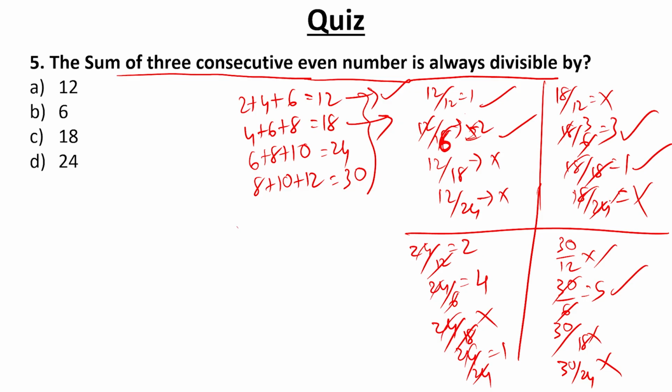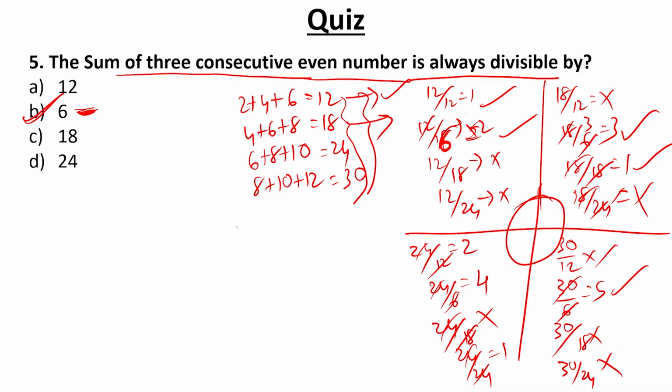Here, in each and every scenario, every value which we calculated here is divisible by 6. So the answer is 6. You understand, right? Moving on to the next question.